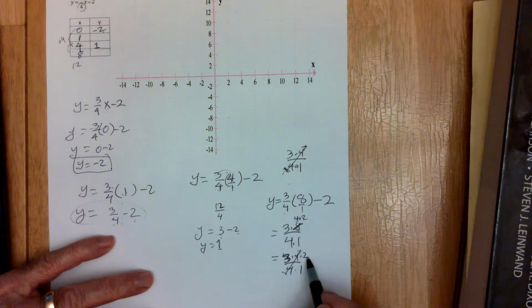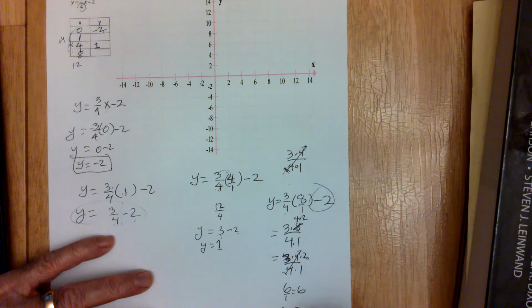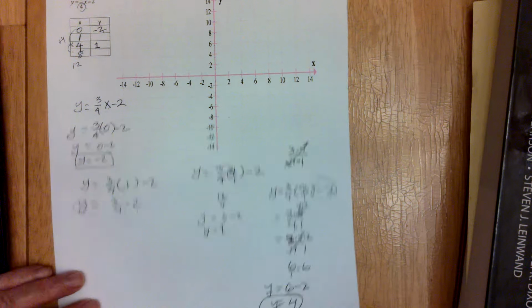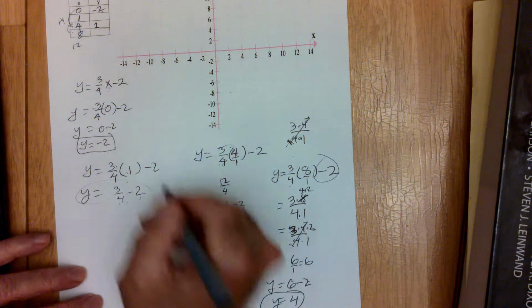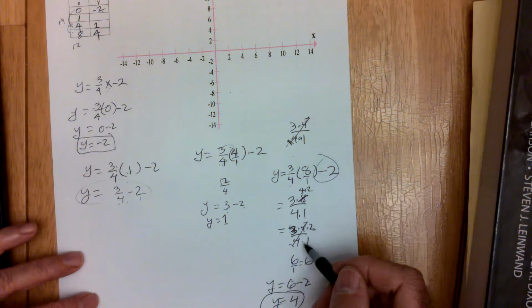We have an extra number on top here with the 2, so we have to multiply that. 3 times 2, 6 over 1, which is equal to 6. We still have that negative 2, so 6 minus 2. And that's equal to 4. Okay? So that's our answer.